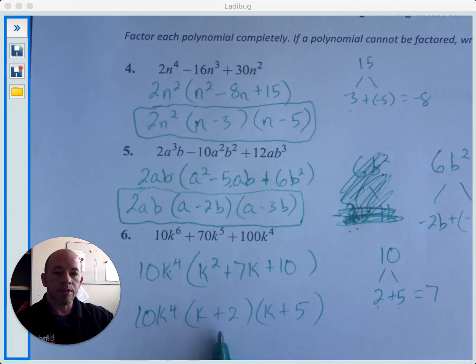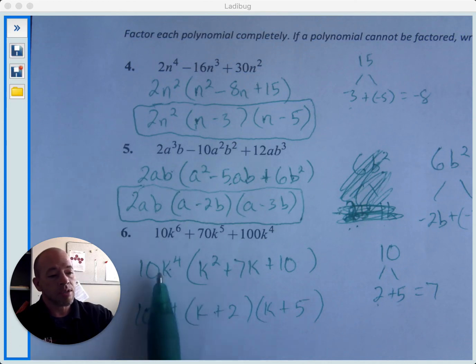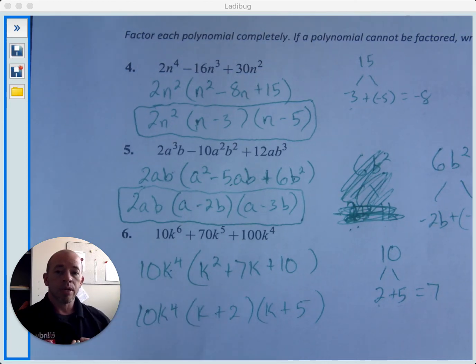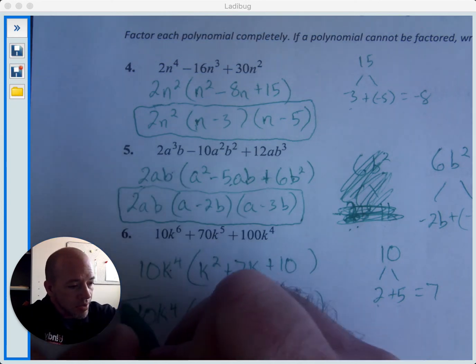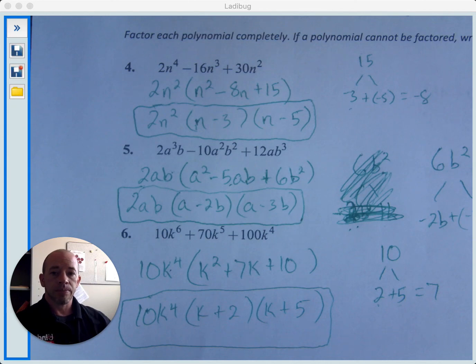If we were to multiply those two binomials, we would get k squared plus 7k plus 10, and then if we distribute 10k to the fourth, we would end up with what we wanted. So this is our answer, and we are done with section 5.2. That should give you enough examples, hopefully, to get through section 5.2. So we'll see you in section 5.3 in the next video.